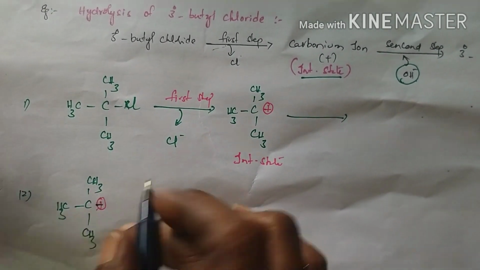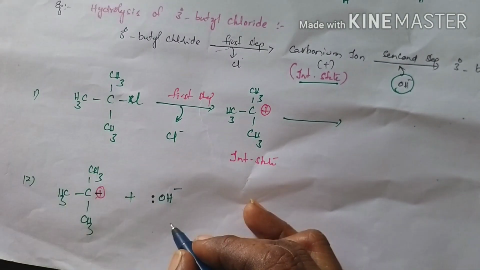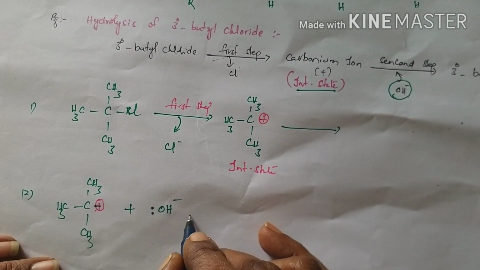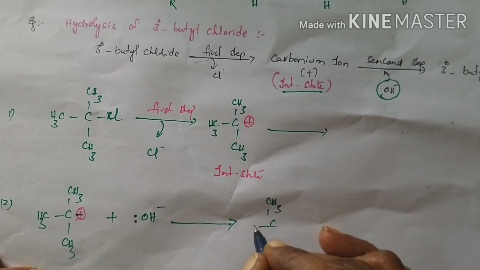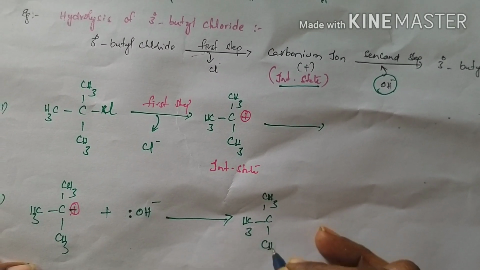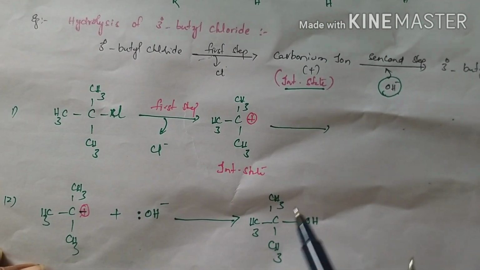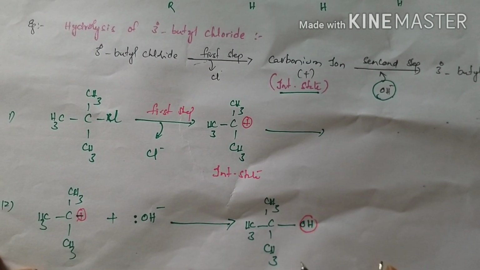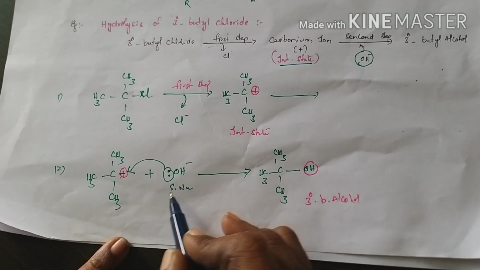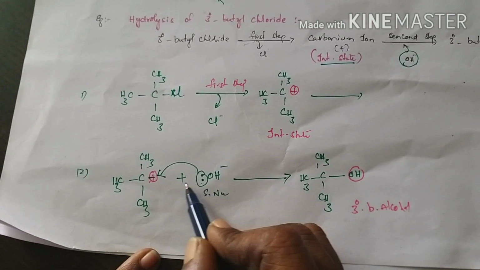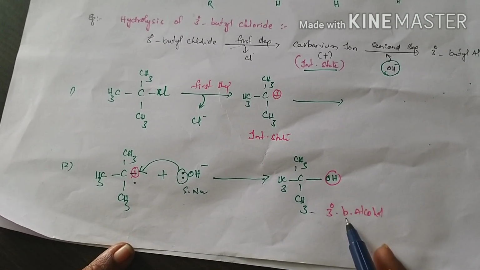This carbonium ion reacts with a stronger nucleophile like OH minus. The nucleophile is an electron pair donor. It produces CH3, CH3, CH3 and OH. So this is the structure of tertiary butyl alcohol. Here the hydroxyl group is the stronger nucleophile. It donates its electron pair to the carbonium ion and produces tertiary butyl alcohol.